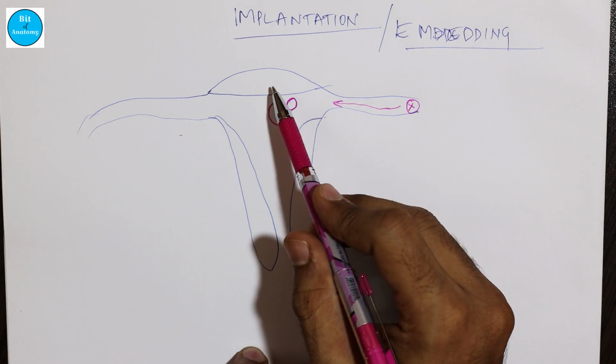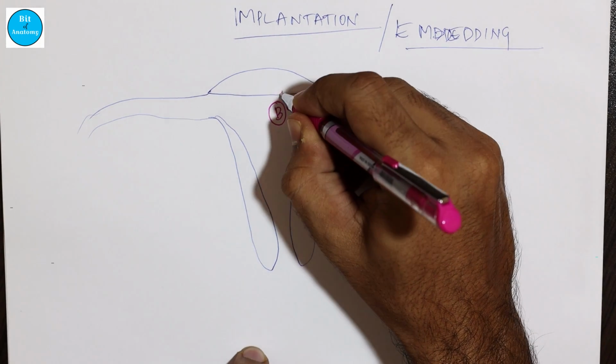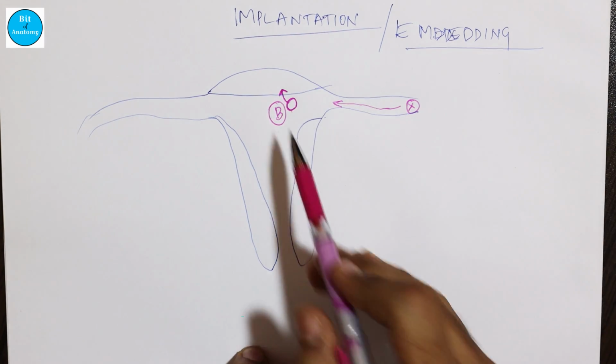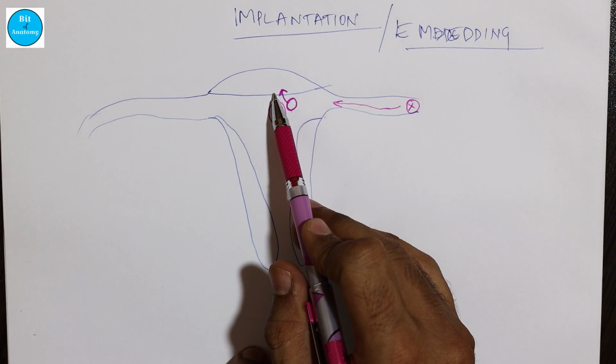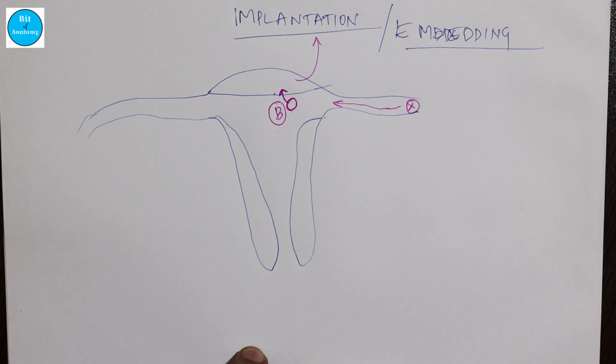It has to be embedded within the wall of the uterus, within the endometrium of the uterus. So this process where the blastocyst will enter into the uterine wall, into the endometrium, is called the implantation process.